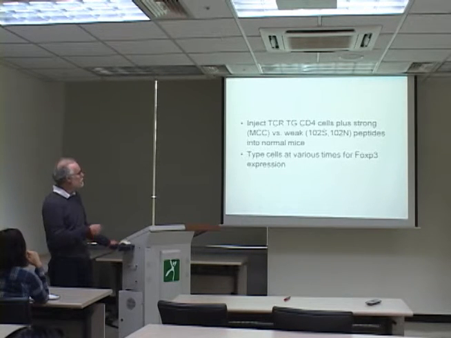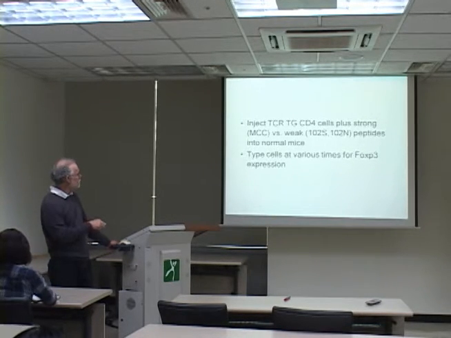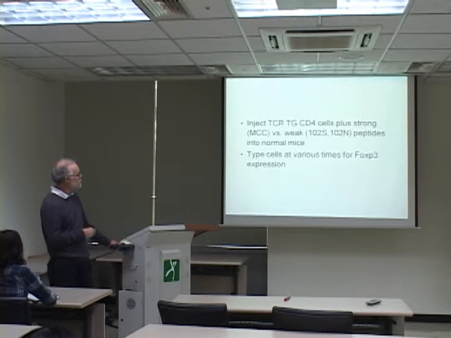So this is what we used to call signal 1 alone, where the cells will proliferate a little bit, then become anergic. Now what he did, on the basis of typing cells for FOXP3 expression, is he showed very dramatic production of Tregs in this particular situation.